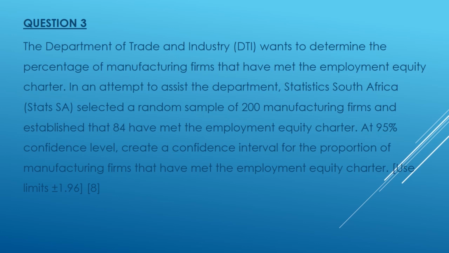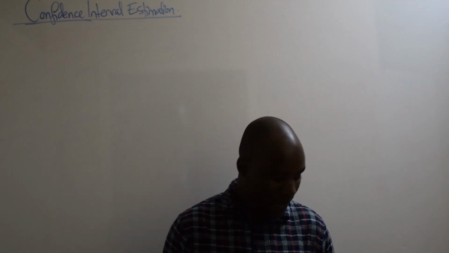In an attempt to assist the department, Statistics South Africa, Stats SA, selected a random sample of 200 manufacturing firms and established that 84 have met the Employment Equity Charter. At 95% confidence level, create a confidence interval for the population of manufacturing firms that have met the Employment Equity Charter. Use limits of plus or minus 1.96, and this is an 8-mark question.